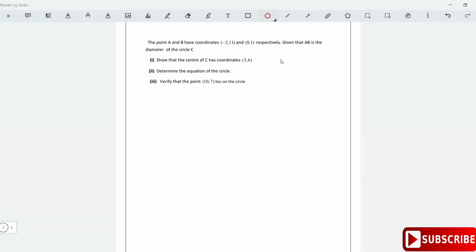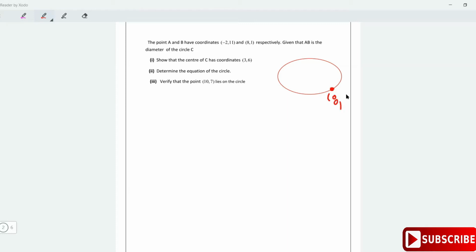a circle. This is just a rough sketch. It doesn't necessarily have to look like this. So this is (8, 1), and 1 would be down here. So let's say this is (8, 1). If this is (8, 1), then the other end of the circle is somewhere up here, which is (-2, 11).